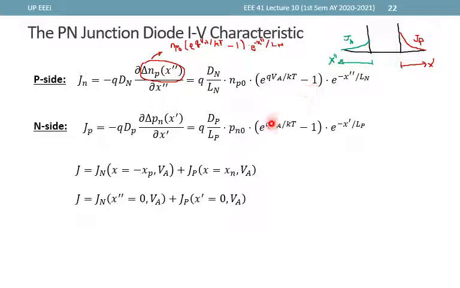Now we proceed with the analysis, and we have said that the total current is simply the sum of Jn at x is equal to minus xp, which is this one, and of the current Jp at x is equal to xn, which is this one. So we add them to be able to obtain the total current J. So in terms of our new coordinate system, at x is equal to minus xp is x double prime is equal to 0, and x is equal to xn is x prime is equal to 0.